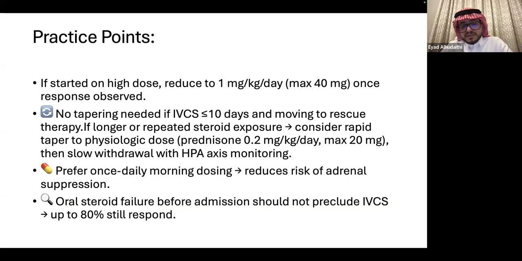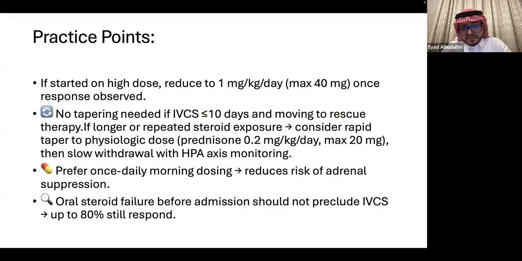There is no tapering needed if IV corticosteroid is used for less than 10 days. If longer or repeated steroid exposure, consider rapid taper to physiological dose, which is prednisolone 0.2 milligram per kg per day, maximum 20, then slow withdrawal to avoid adrenal insufficiency. We prefer once daily morning doses to mimic the physiological pattern and to reduce risk of adrenal suppression.